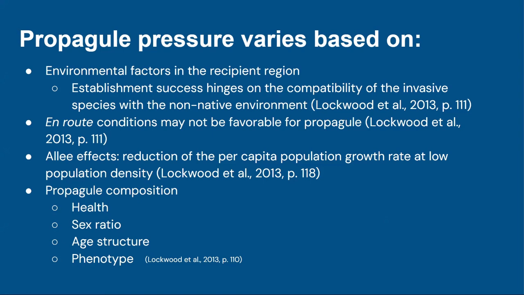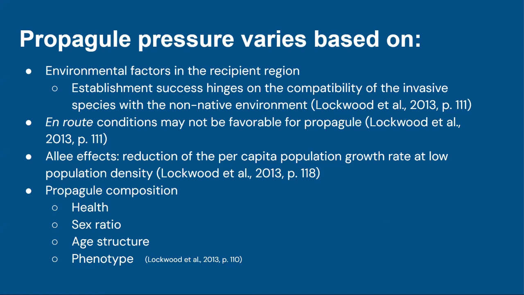It's important to note Allee effects, which arise from the reduction of the per capita population growth rate at low population density. This means that a propagule of smaller size will have a much lower chance of establishment due to limited access to mates and reduced genetic diversity.